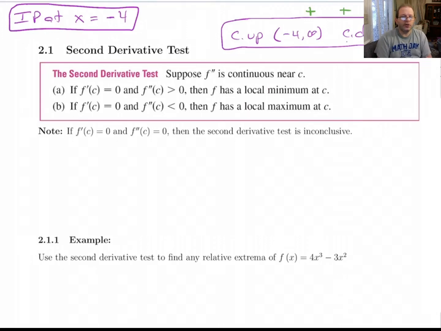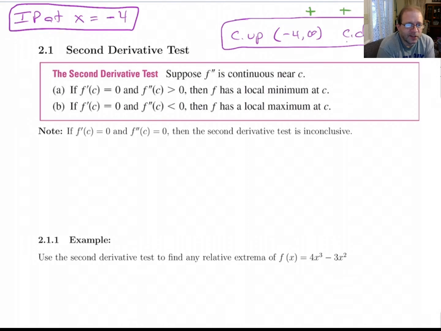All right, in this video, we're going to look at the second derivative test. The second derivative test is important to know about, although it's not something that you'll really use an awful lot. The reason is the first derivative test will usually do what you need it to.